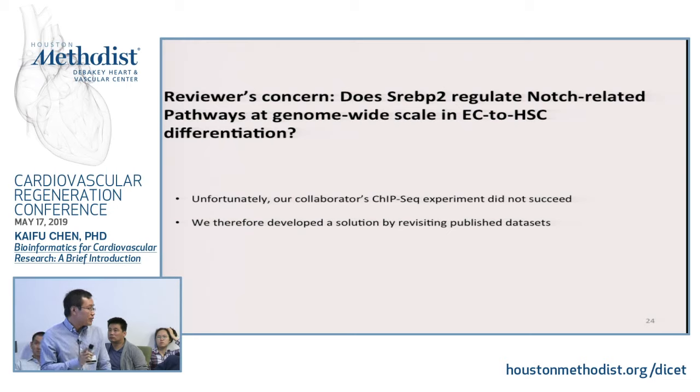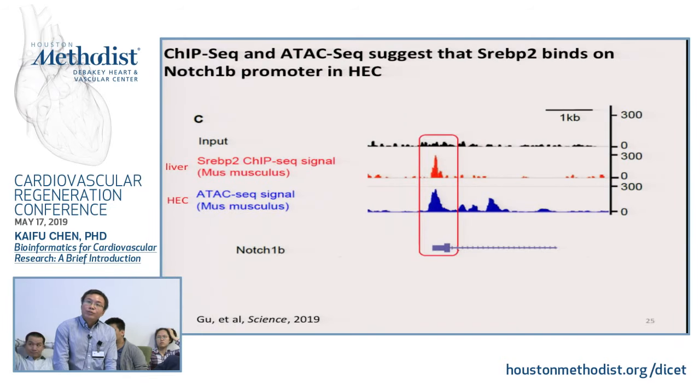But there does exist one public ChIP-seq data set that has been generated by a lab. So then we thought, why don't we just design some bioinformatics analysis to utilize this public data to answer the reviewers' questions. So what we utilized is ChIP-seq data for SREBP2 from mouse livers. It's not from the cell line that we are investigating, because Nongho is investigating SRPP2 in endothelial cell, in hematopoietic stem and progenitor cell, and so on. But at least it's ChIP-seq data at a genome-wide scale.